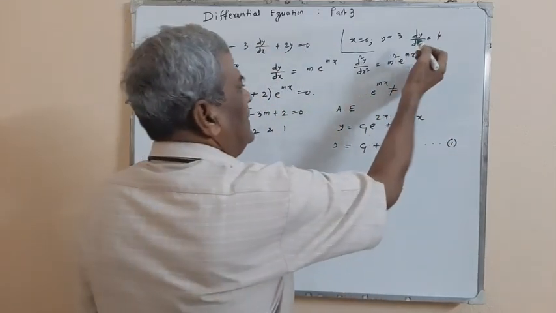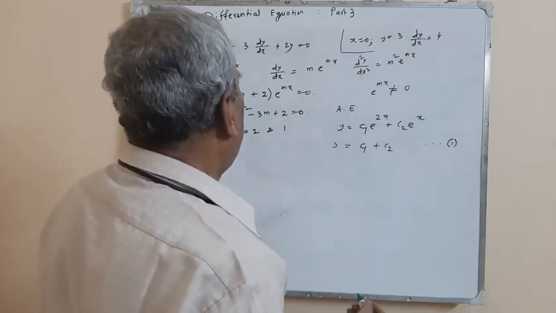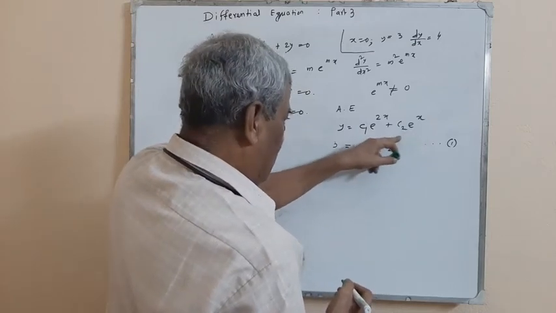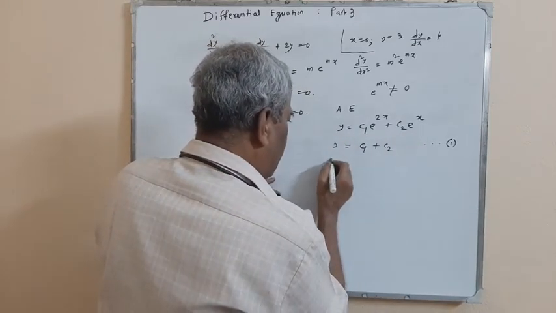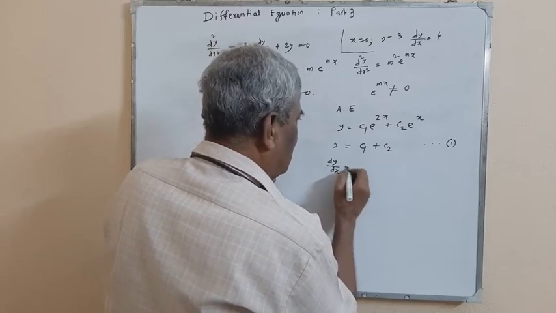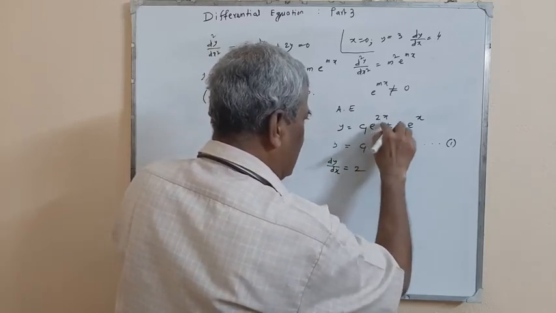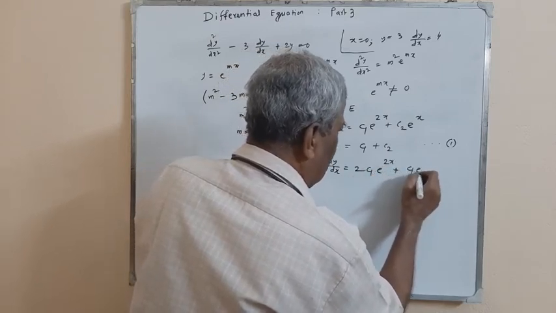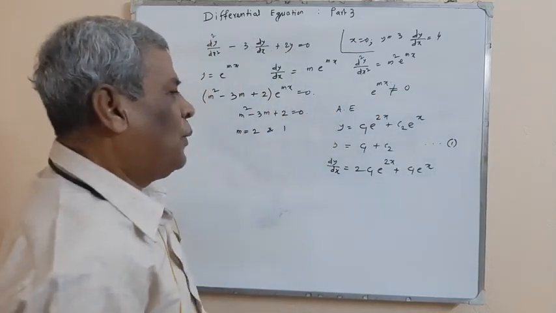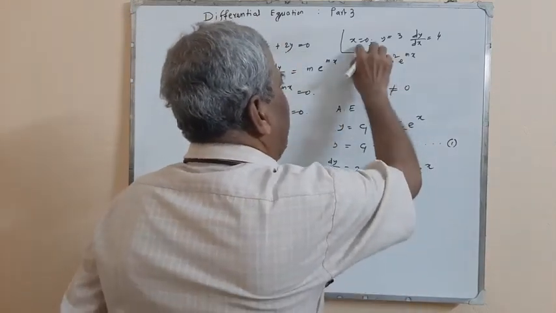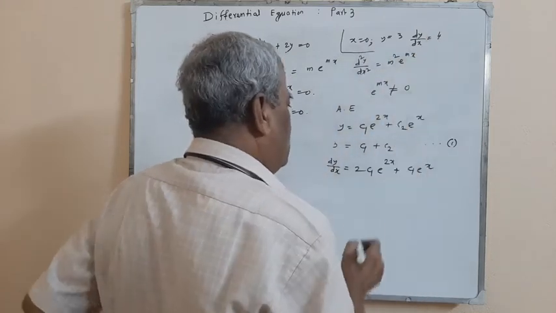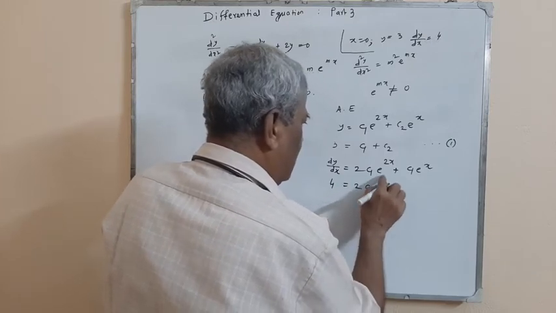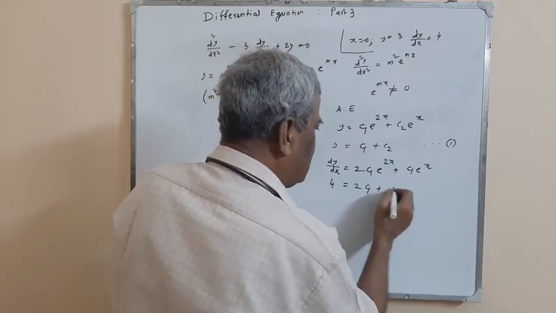Now we have to use the condition on dy/dx. For that purpose, differentiate the obtained solution. dy/dx is equal to 2 c1 e to the power 2x plus c2 e to the power x. Now put the condition that x is equal to 0, dy/dx is equal to 4. So 4 is equal to 2 c1 e to the power 0, which is 1, plus c2.